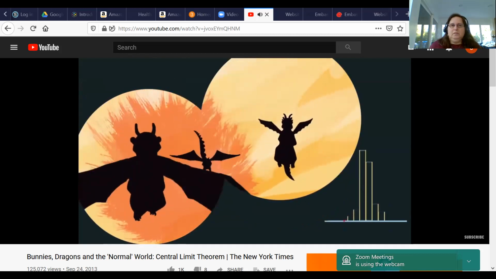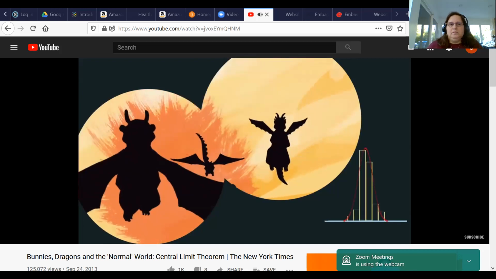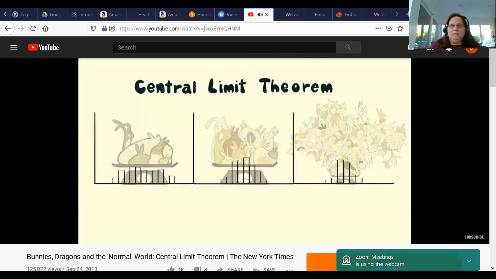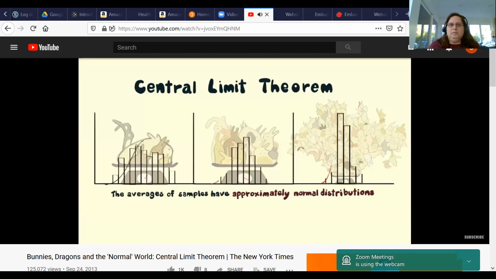The distribution will also be narrower. So now we know that regardless of a true distribution, the central limit theorem shows that the average of values drawn from the distribution will always be approximately normal.